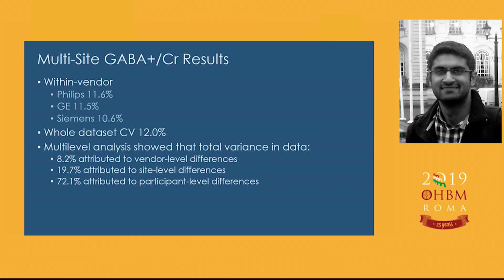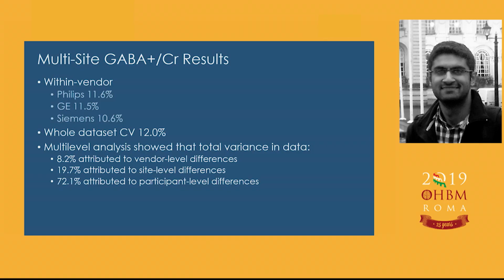Breaking down this data set, you can see that 8.2% was attributed to vendor-level differences, and about 20% was attributed to site-level differences. The rest is not attributed to either of them. So combining that, about 30% of the variance is attributed to site- and vendor-level differences.